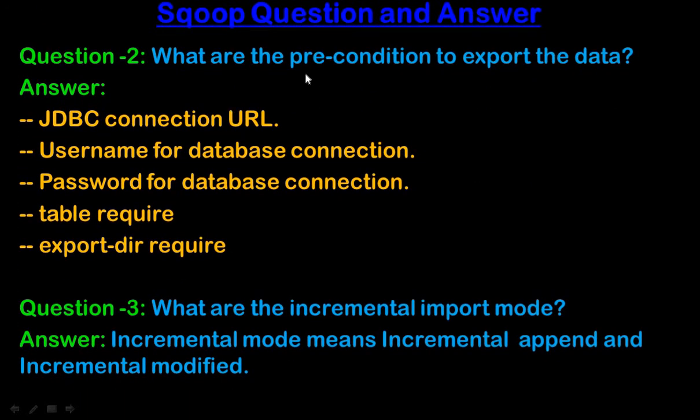The second question is what is the precondition to export the data? The answer is these are the required things for exporting data: JDBC connection URL, username for the database connection, password for the database connection, and table required. Table means the RDBMS database table where we want to export data, where we want to put data, and export directory required. So these 5 things are required for export operations.